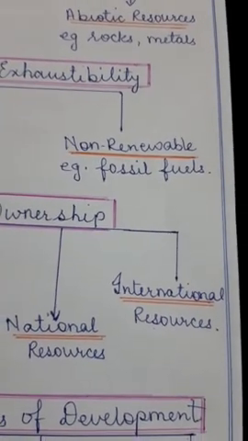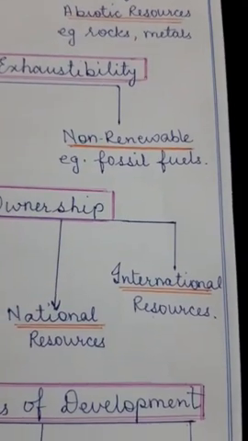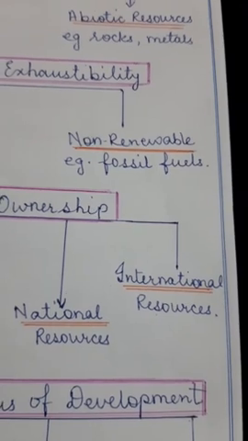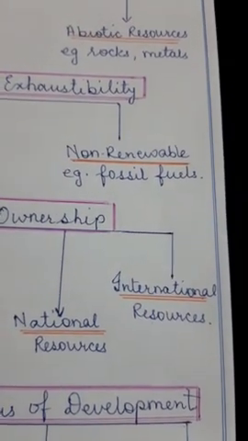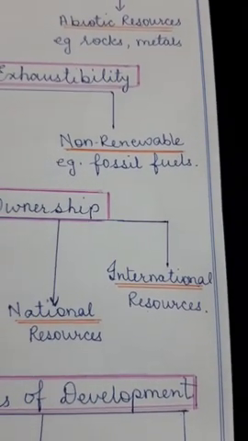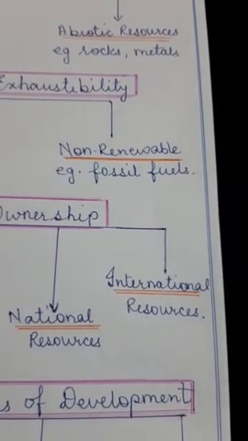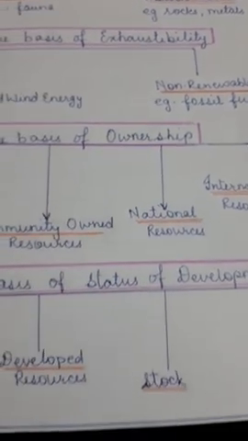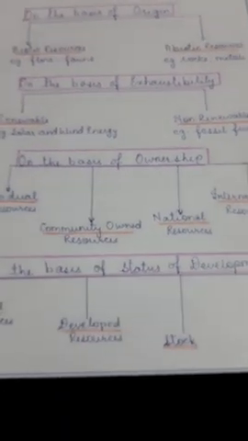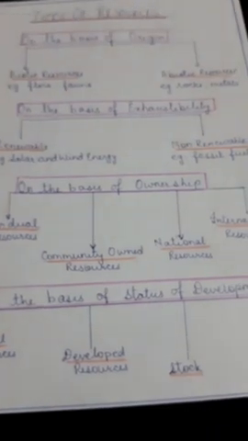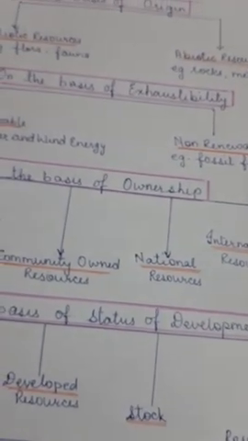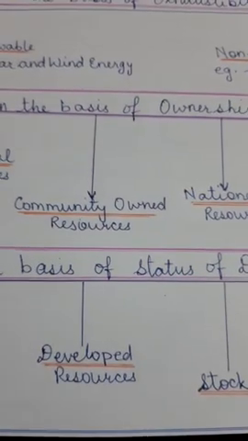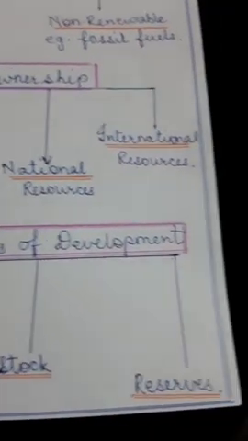International resources are those which are found beyond the exclusive economic zone of a country and which belong to the open sea, and they can be utilized with the concurrence of international institutions. Now next and the most important one is on the basis of status of development. Accordingly, we have potential resources, developed resources, stock, and reserves.